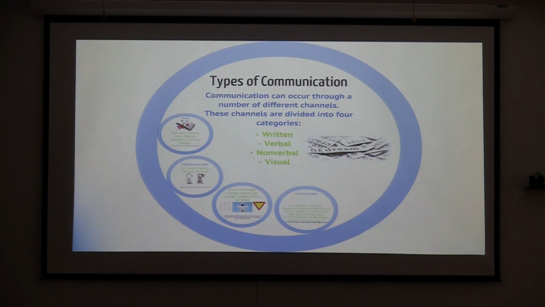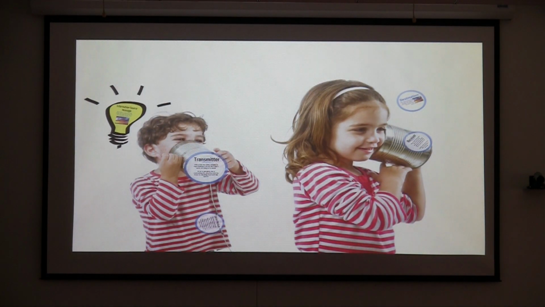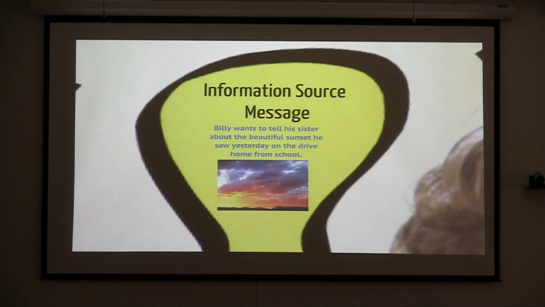We use all these different types of channels for communication every day in our human contact, but we also use a lot of these types of communication when communicating in space. So the best thing to start with is the communication cycle and understanding how a message is transferred from person A to person B or object A to object B. So we have Billy and Marge here. And Billy wants to tell his sister about the beautiful sunset he saw yesterday on his drive home from school.